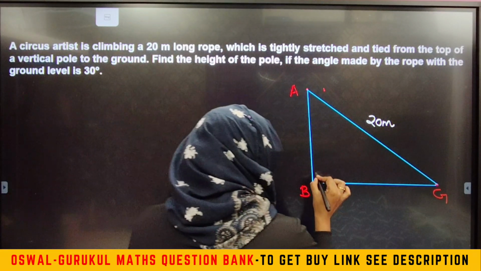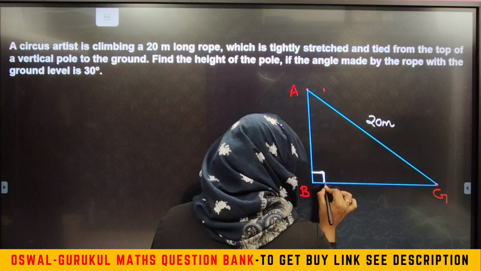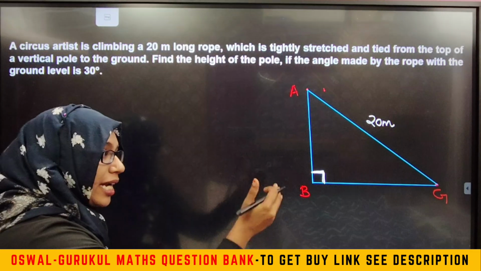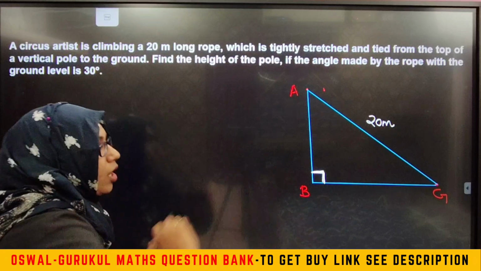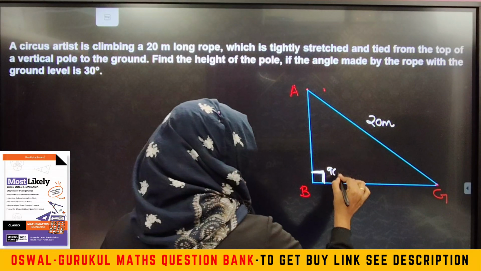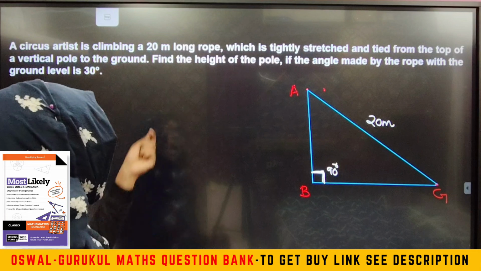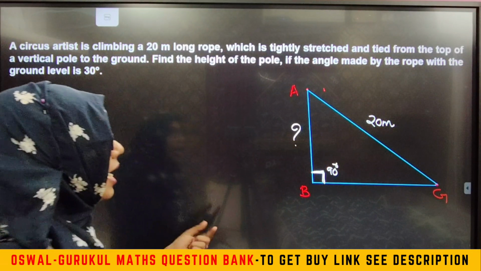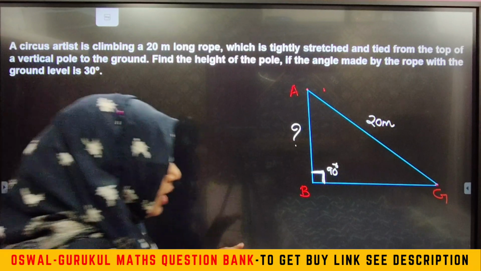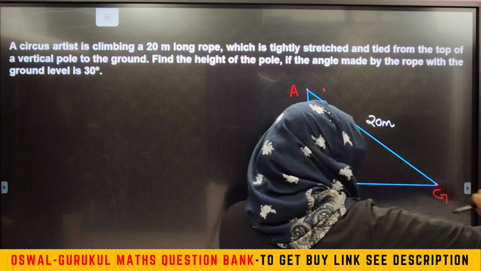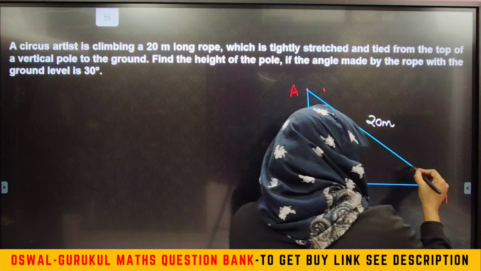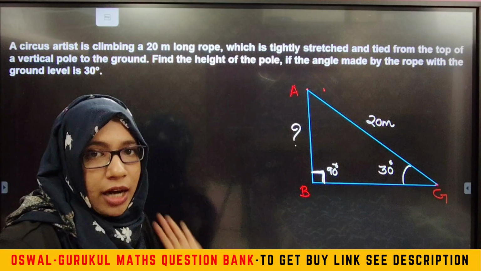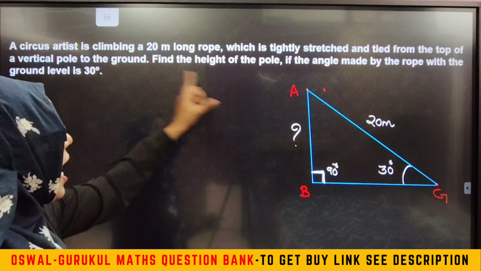Vertical pole we can consider it will make an angle of 90 degree with the ground. Namukku parayan pattum, this is 90 degree in measurement. And find the height of the pole. We have to find the height of the pole, that is AB, if the angle made by the rope with the ground level is 30 degree. So this is the ground level, and this is the rope, and it makes an angle of 30 degree with the ground. So you have to find the height of the pole.